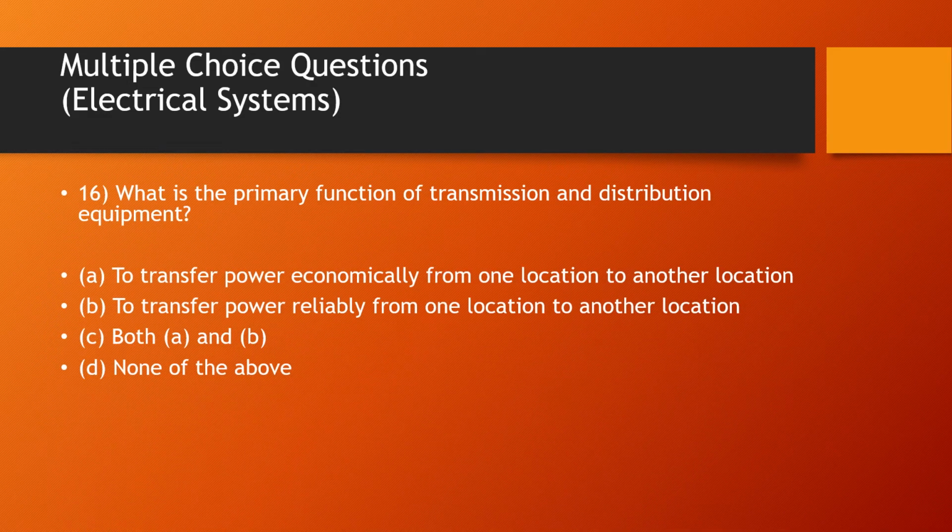And the next question is, what is the primary function of transmission and distribution equipment? Option A is to transfer power economically from one location to another location. Option B is to transfer power reliably from one location to another location. Option C is both option A and option B. Option D is none of the above. And the answer to this question is option C, that is both option A and option B.